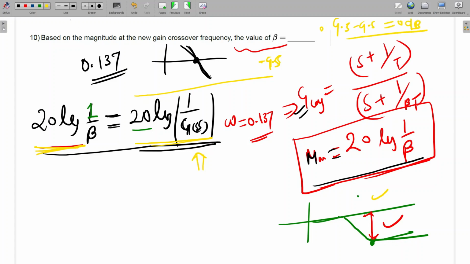So then what we are doing, we are making 0.137 our gain crossover frequency. Then only that will become our phase margin. Is it clear now to all? Why am I equating this one? To calculate the beta value. So log 1 upon beta is equal to how much?